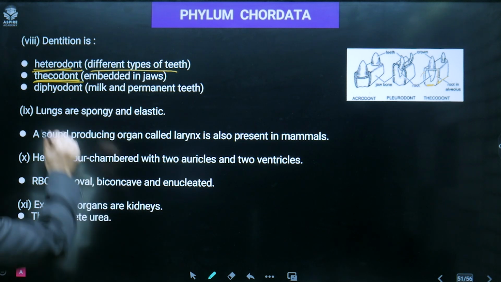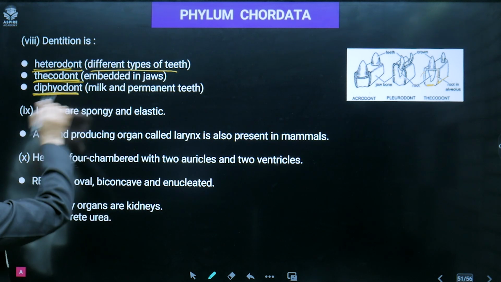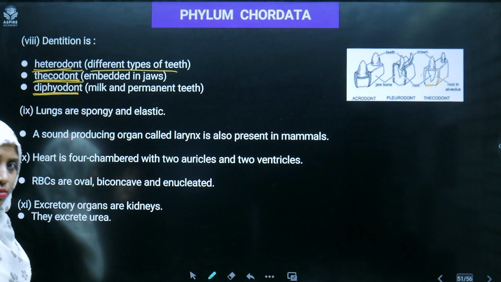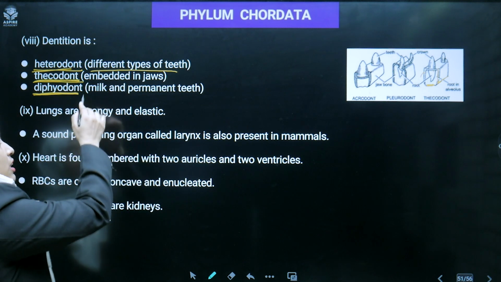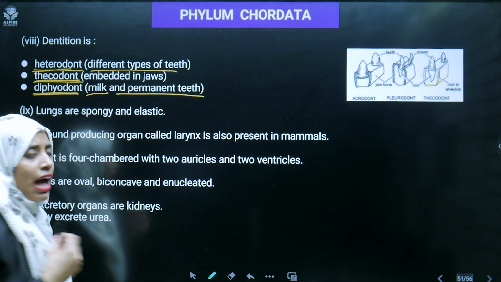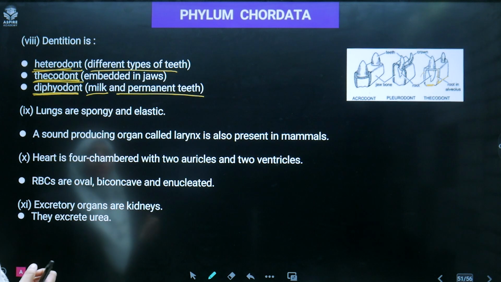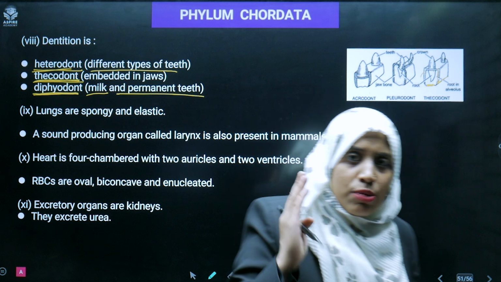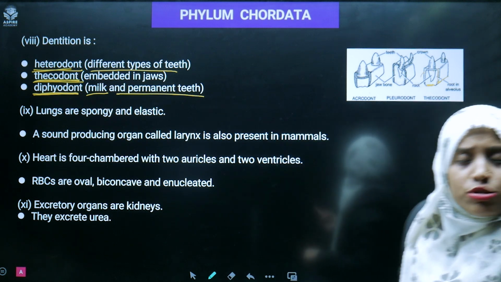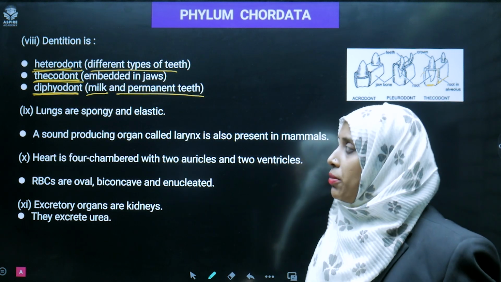Okay. Diphyodont. What does the term diphyodont mean? That means the organism has two sets of teeth. One is milk teeth and the other is permanent teeth, as we human beings have. So we have two sets of teeth. Firstly, the milk teeth are present, which are replaced by the permanent teeth.